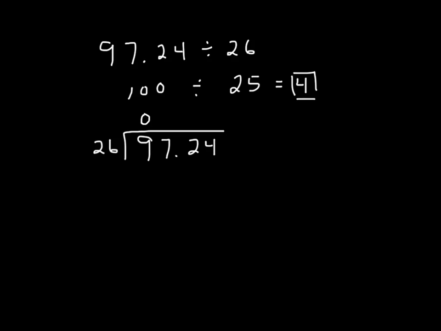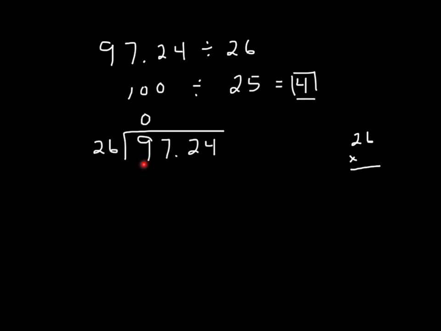Then I have 97 divided by 26. And yes, I could make groups of 26 from 97. And over off here to the side, I'm going to start with the multiplication problem. 26 times something. For this, 26 is about 30. And I know I can get 3 groups of 30 from 90.